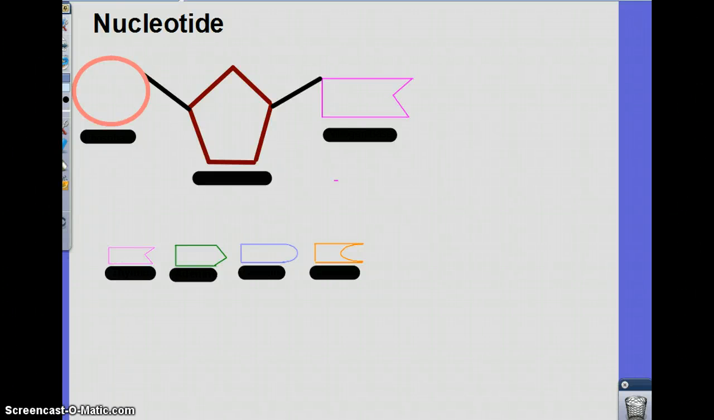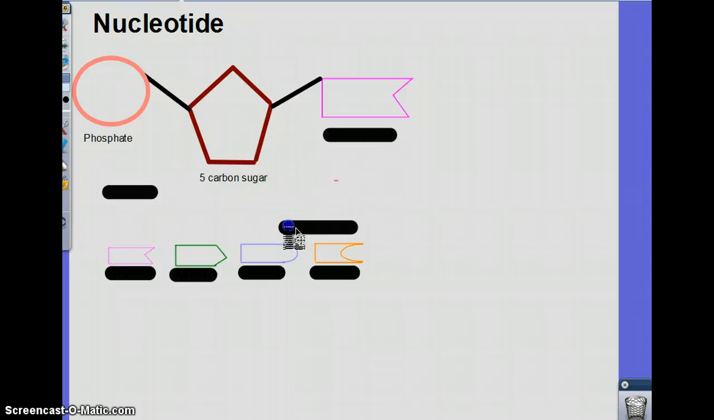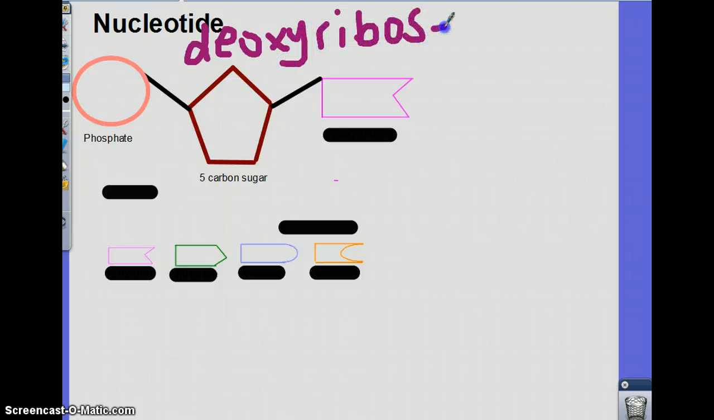Review: what makes up a nucleotide? Who could tell me? What's my big circle? Phosphate. Phosphate is always attached to what? Look at the structure. Sugar. A 5 carbon sugar, and it's not ribose. It's deoxyribose. Because it's a 5 carbon sugar in DNA, it has to be deoxyribose.